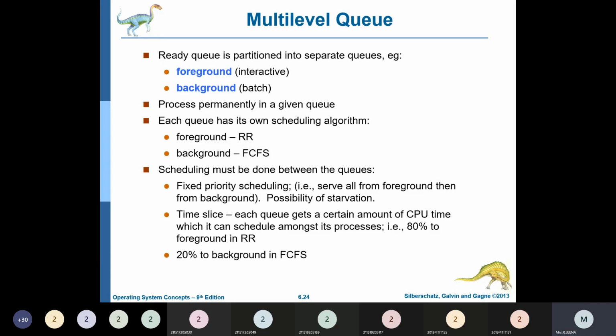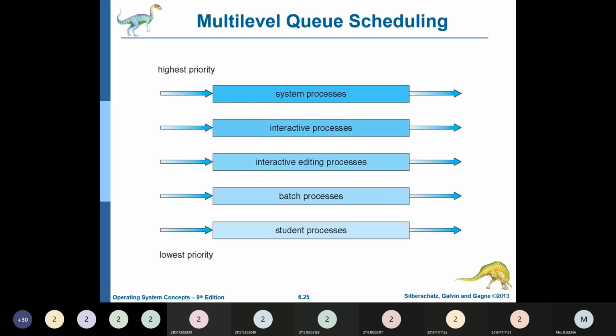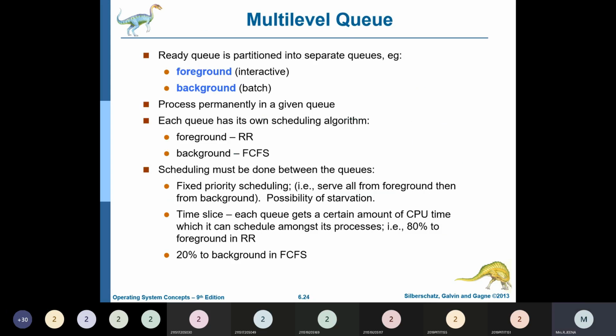The waiting queue is there, right? The ready queue is there, right? It will be divided into many sections, separate queues, like Q1, Q2, Q3, based on the types, like interactive, system processes, interactive editing processes, batch processes, student processes, etc. So the ready queue is partitioned into many separate queues. One example is foreground, which means interactive, and background, which is batch.